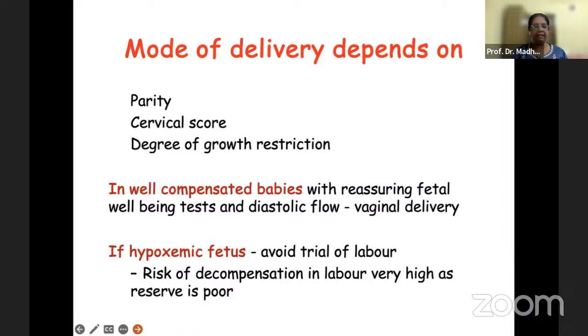In a well-compensated baby, the baby is good, but the baby is small. With all reassuring fetal well-being tests and the diastolic flow, we usually offer vaginal delivery. But if the baby is hypoxemic, avoid trial of labor because the risk of decompensation in labor is very high as the reserve is poor.